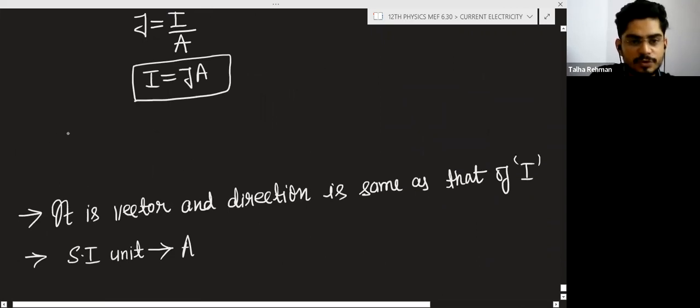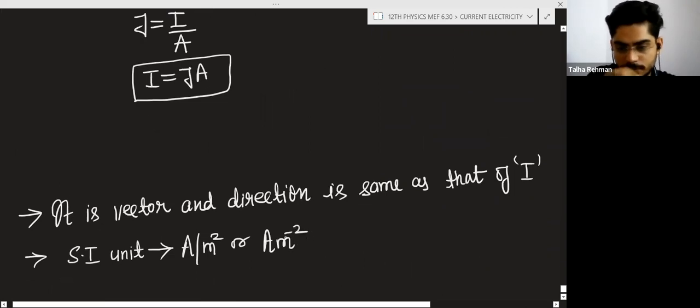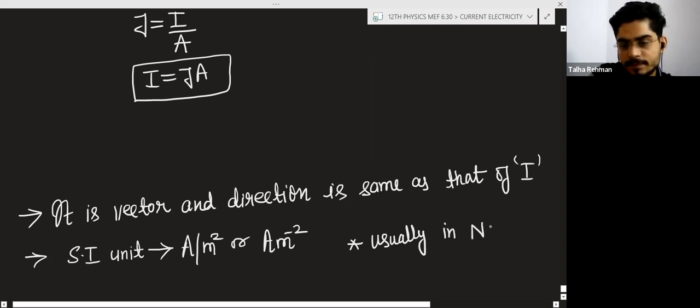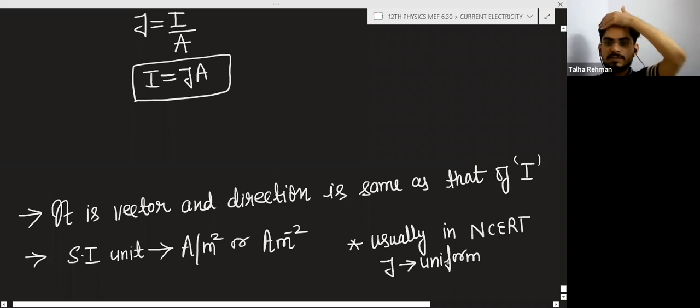If this is non-uniform, okay. So the SI unit is ampere divided by meter square, or you can write this as ampere meter to the power -2. But you should remember this point. Usually in NCERT, J is uniform. In 95% of cases, you will get J as uniform.